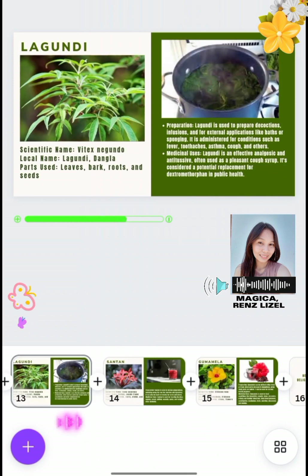Another example is the lagundi. The scientific name is Vitex negundo. The parts used for its preparation are the leaves, bark, roots, and seeds. For its preparation, lagundi is used to prepare decoctions, infusions, and for external applications like baths or sponging. It is administered for conditions such as fever, toothaches, asthma, cough, and others. The medicinal use of lagundi is as an effective analgesic and antitussive, often used as a pleasant cough syrup. It's considered a potential replacement for dextromethorphan in public health.